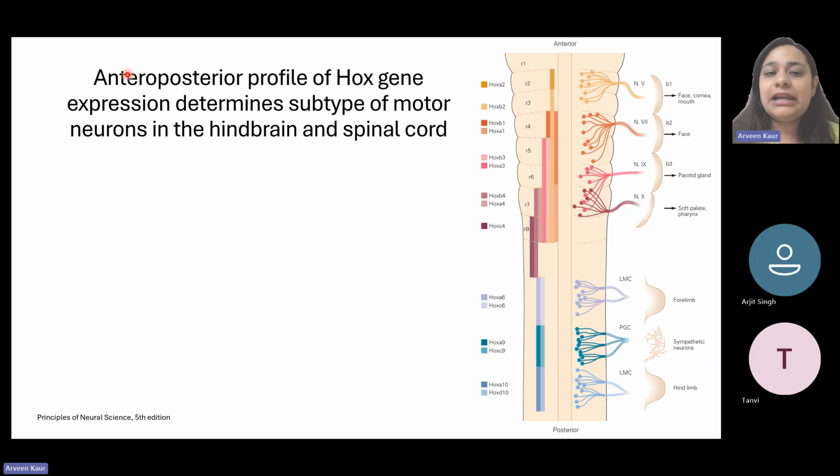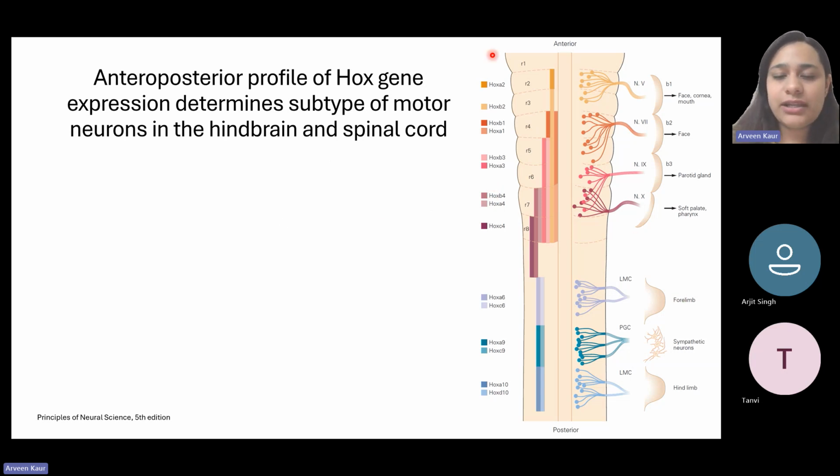Right? So this antero-posterior profile of Hox gene expression determines the subtype of motor neuron in the hindbrain and the spinal cord, right? So what it is saying is that which Hox gene is present across this anteroposterior profile, that is from the top to the bottom, what is the Hox gene that is actually expressing will determine which is the subtype of motor neuron that will be present either in the brainstem, that is the hindbrain region, or later down in the spinal cord, right?